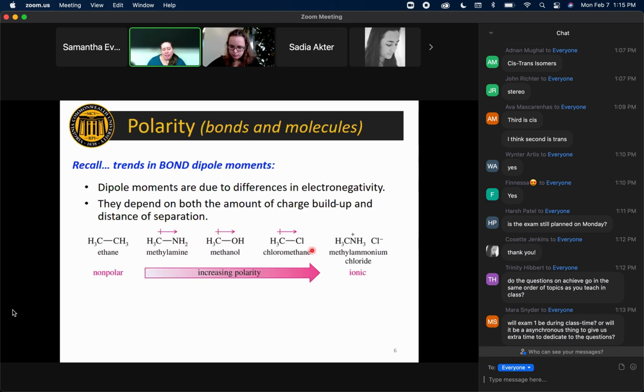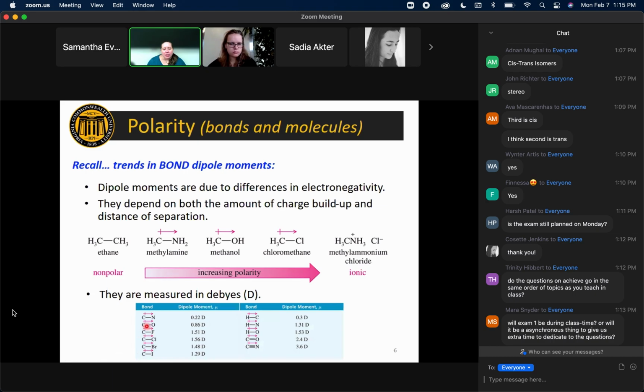Now, this trend works really nicely if you're looking at a row on the periodic table, but the trend gets a little bit cloudier and muckier if we try to look at a column on the periodic table.